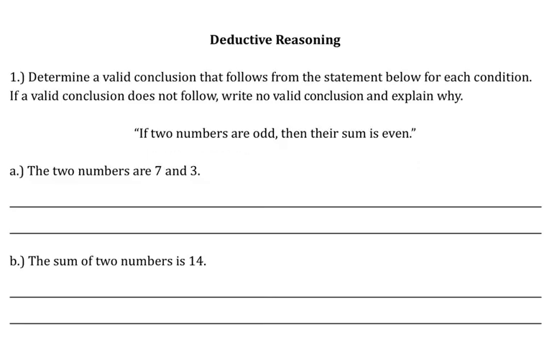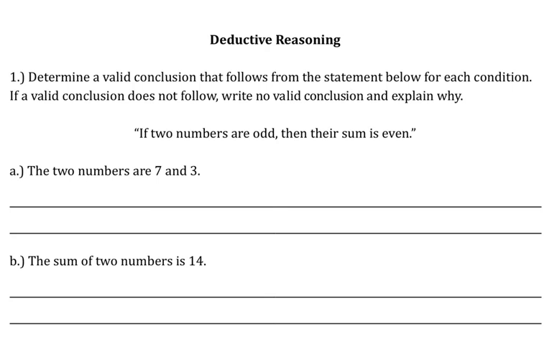So here, in the first one, we're told to determine a valid conclusion that follows from the statement below. So first of all, let's just focus on the statement before we read the rest of these instructions. So here's the statement. If two numbers are odd, then their sum is even. That's the statement. So we have to come up with something valid that follows from it, given each condition. So here's the condition. Here's another condition. If there's no logic that you can conclude something based on, you'll write no valid conclusion and explain why. And with examples, this will become more clear.